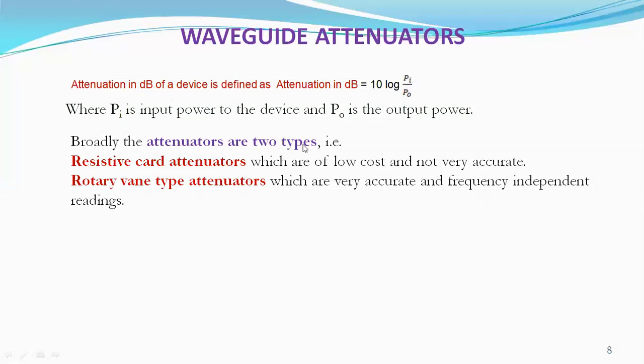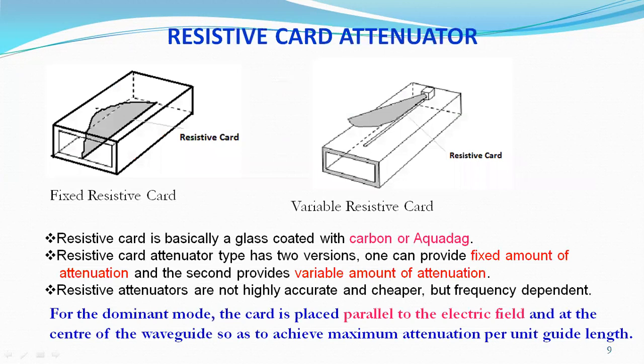Broadly, we have two types of attenuators in the microwave frequency range: resistive card attenuators and rotary vane type attenuators. Now you can see them one by one. First, resistive card type attenuators. Of these we have two types: fixed resistive card attenuator and variable resistive card attenuator.